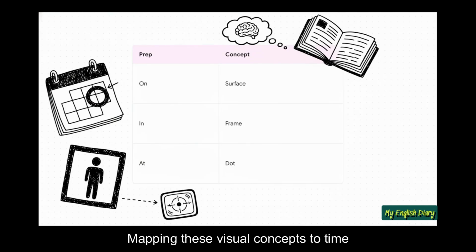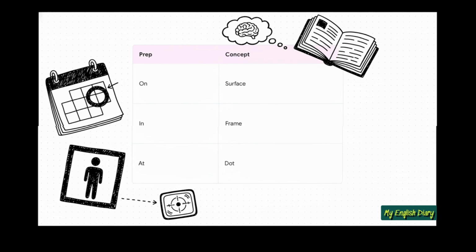Mapping these visual concepts to time creates this really beautiful, perfect hierarchy. On is an exact day touching the calendar surface. In is a framed period you can literally step inside. And at is a pinned time or an ambiguous dot on the radar. If you just keep this visual hierarchy in your mind, you can literally throw away those massive grammar textbooks.